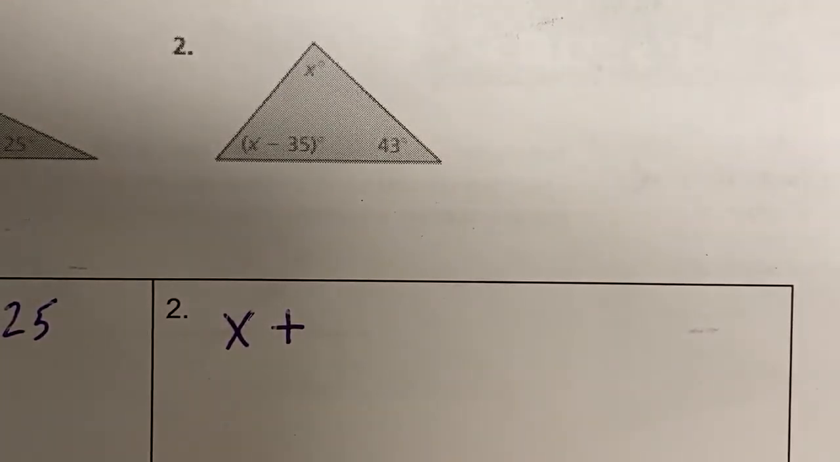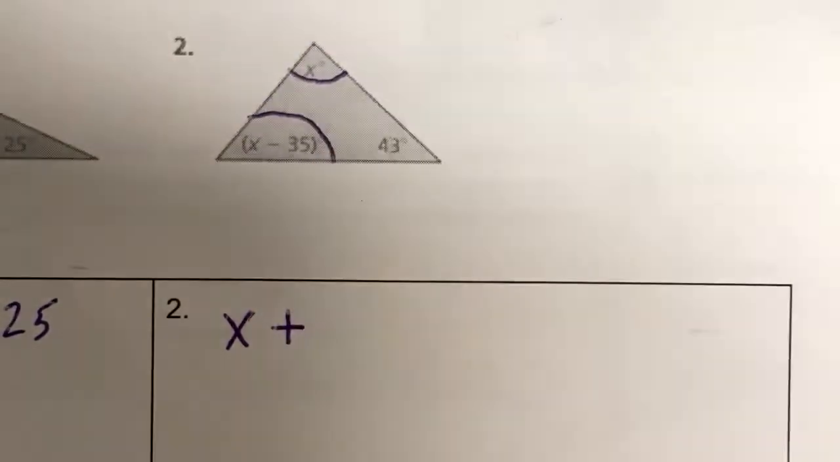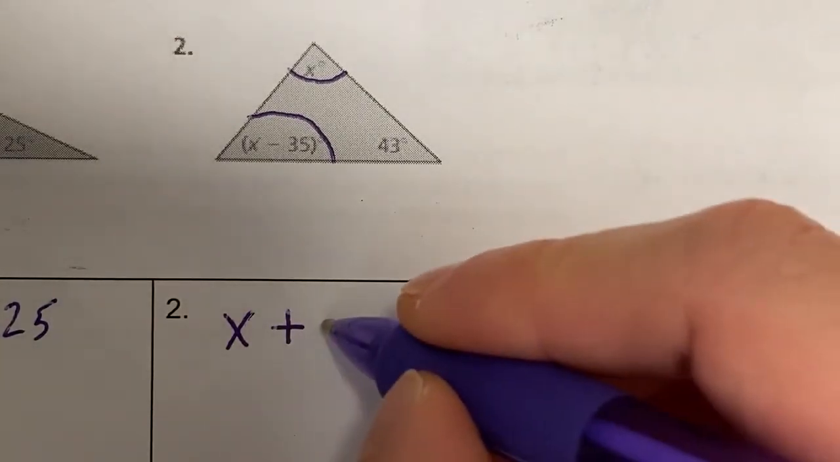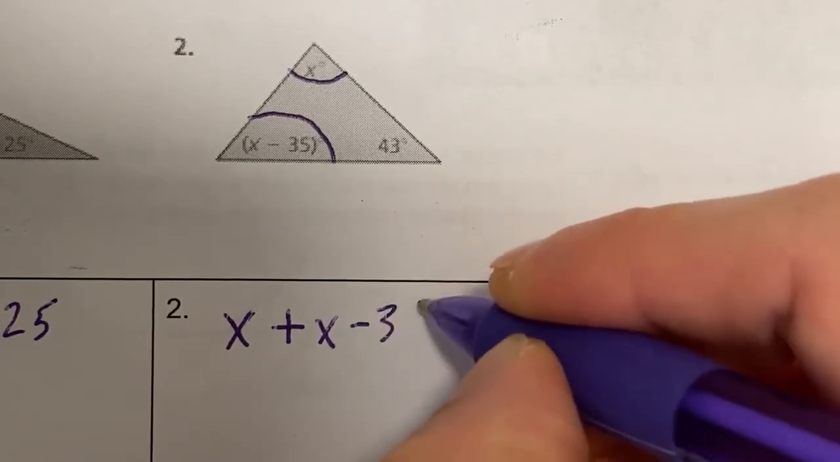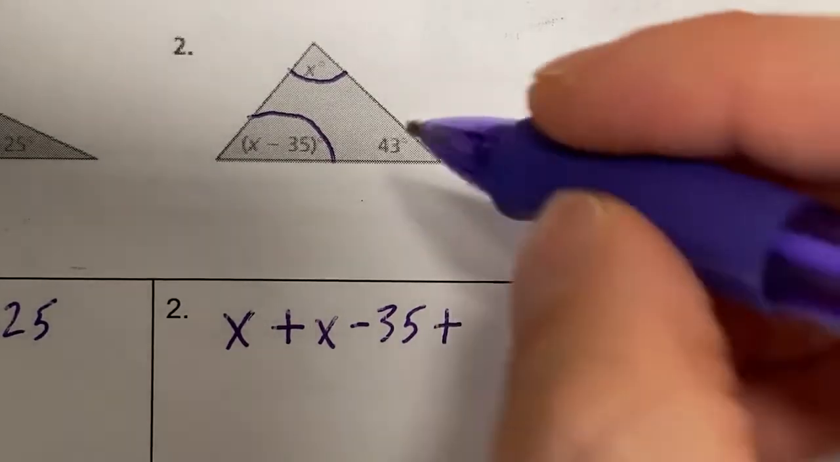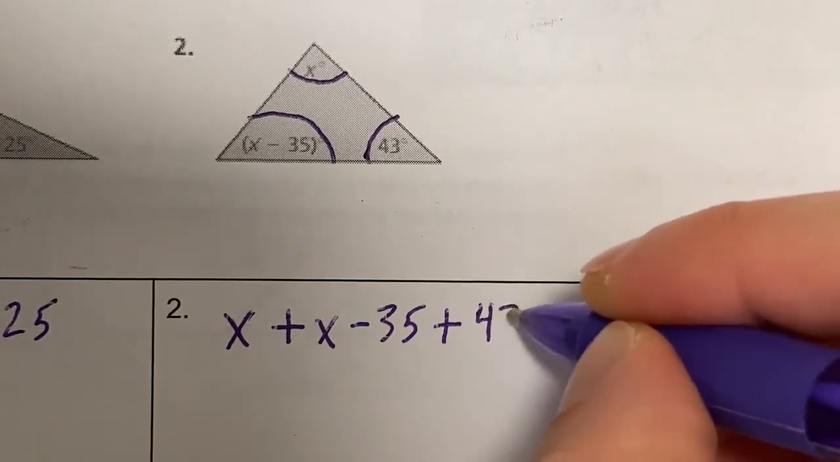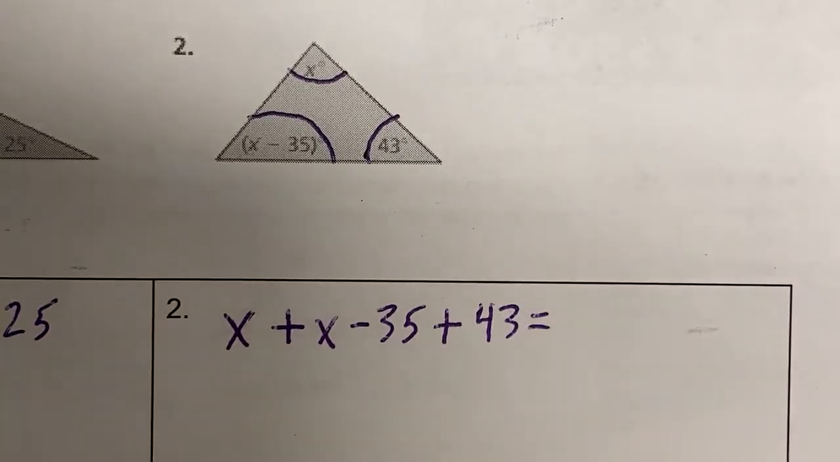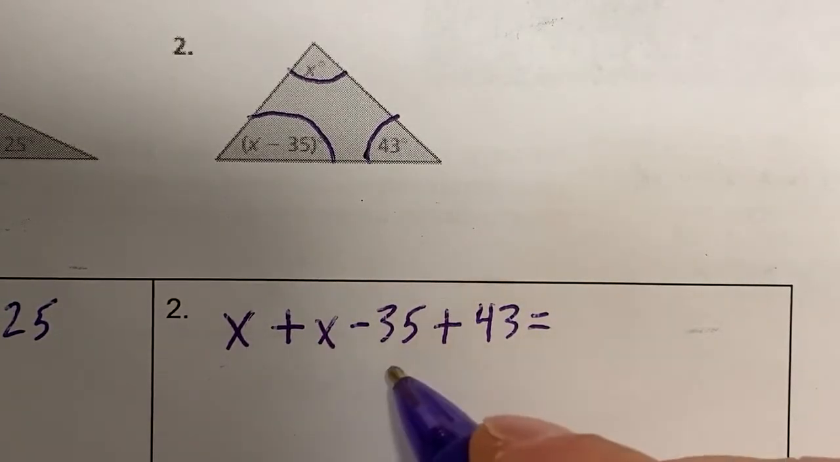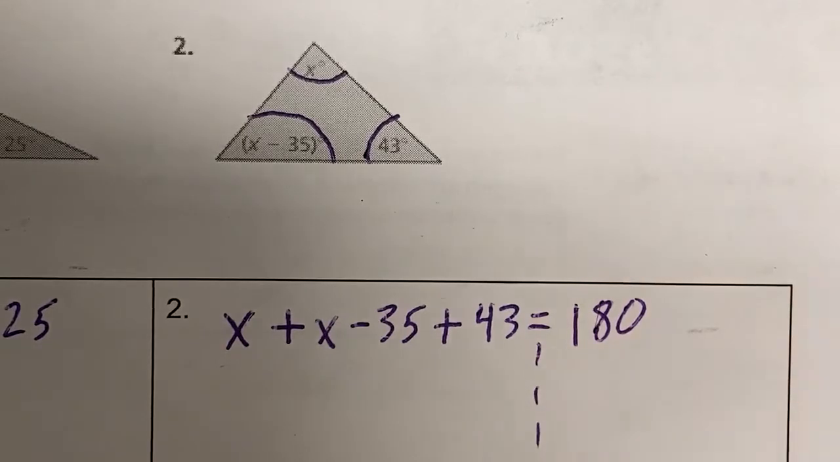Plus, so here's one of the angles, X minus 35 is the second angle, and then add 43 because it's the third angle, and these 3 angles, so angle 1, angle 2, and angle 3, should add up to 180 degrees. Now we just work through and solve for X.